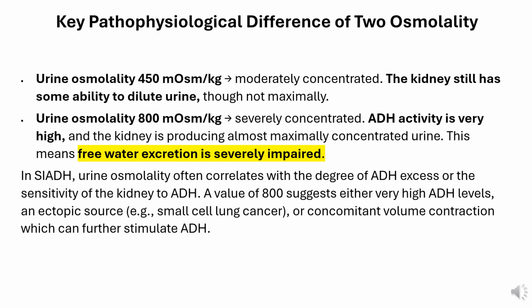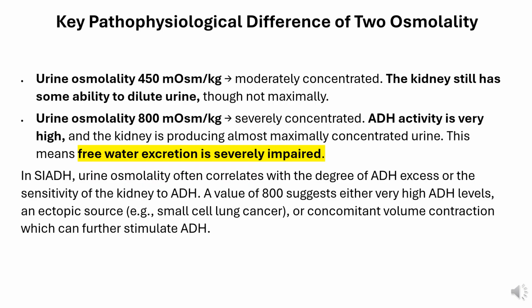Urine osmolality 450 mosm/kg, moderately concentrated. The kidney still has some ability to dilute urine, though not maximally. Urine osmolality 800 mosm/kg, severely concentrated. ADH activity is very high, and the kidney is producing almost maximally concentrated urine. This means free water excretion is severely impaired.